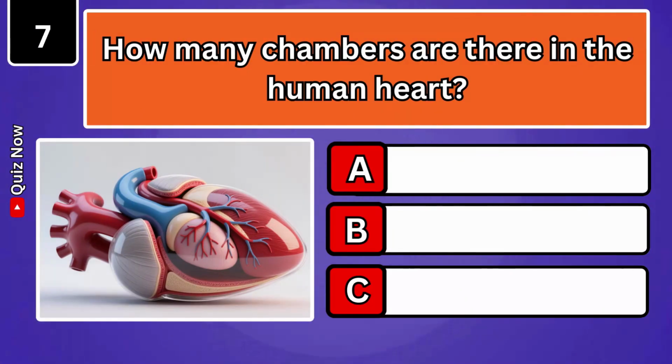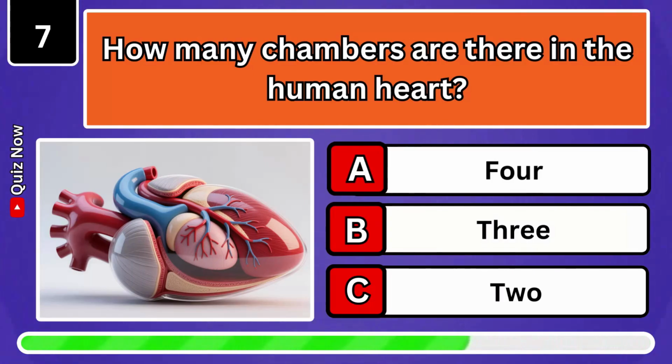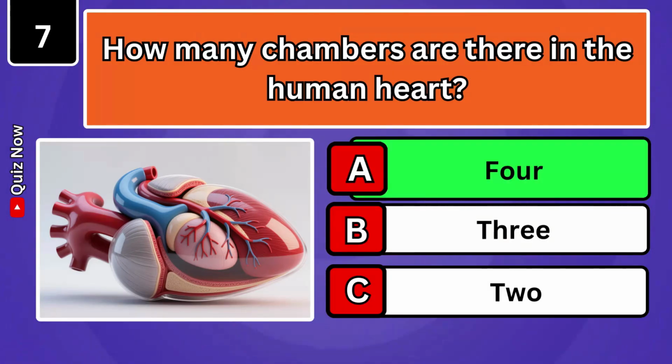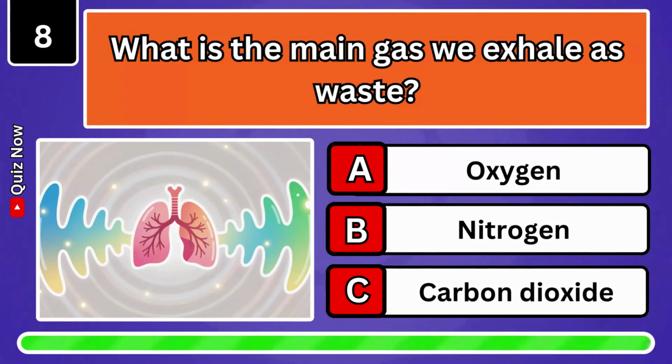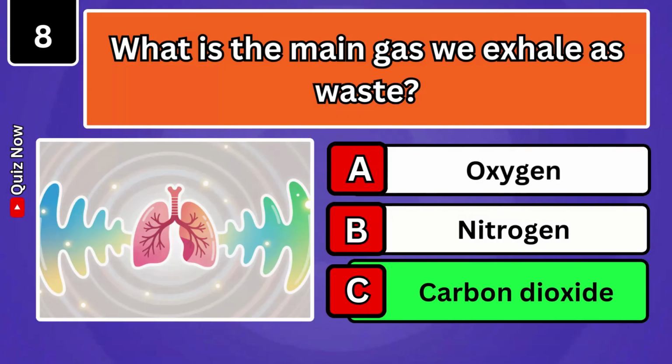How many chambers are there in the human heart? Four. What is the main gas we exhale as waste? Carbon dioxide.